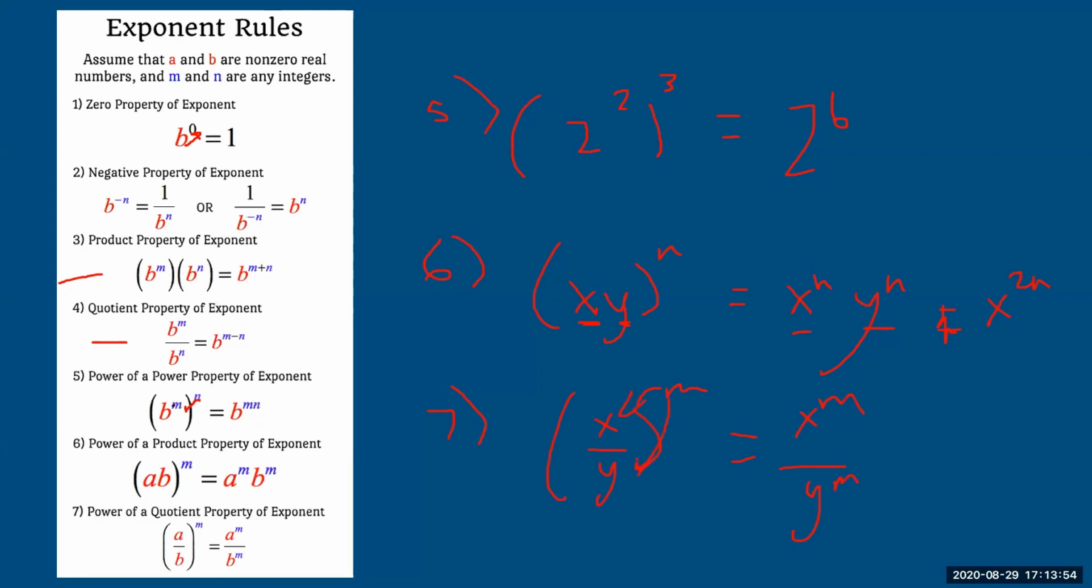I don't have any practice problems for you guys, but this is good. How do you solve it? You just do it. So let's say x was 2 and y was 3 and m was 2. So this would be 2 squared over 3 squared, and you just do it. 2 times 2 is 4 over 3 times 3 is 9, so it'd be 4/9. That's how you solve it. You just do the exponent.